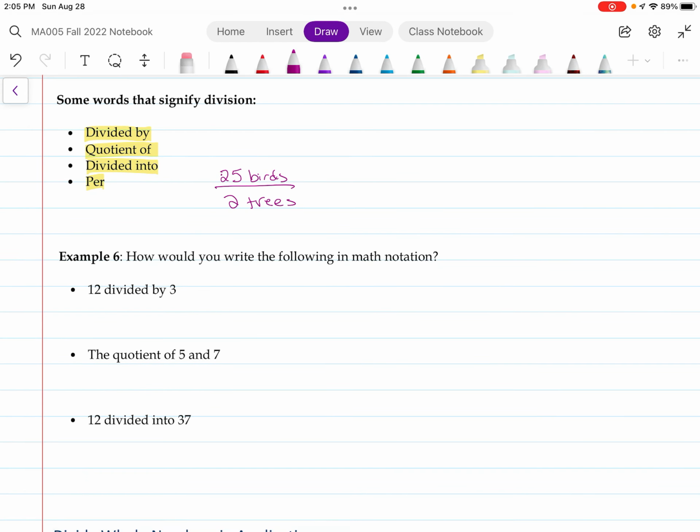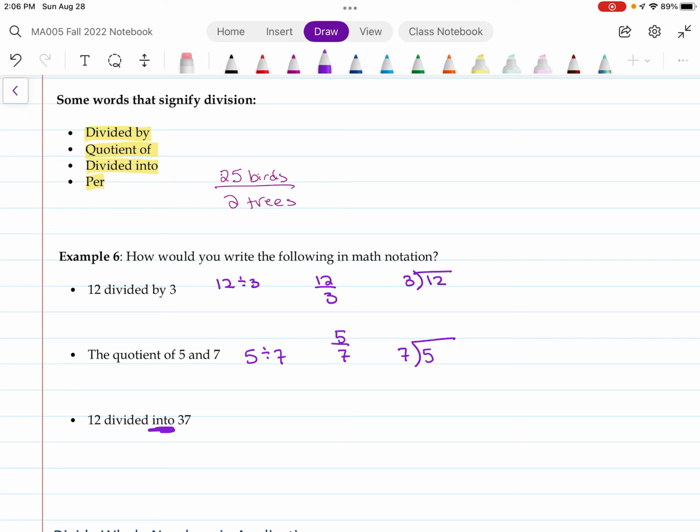All right, so how would you write the following in math notation here? So 12 divided by 3. You can write this as 12 divided by 3, or you can write it as 12 over 3, or you can write it as 3 into 12, like that. The quotient of 5 and 7. So that means 5 divided by 7. You have to do it in the right order. Or you can do 7 into 5, or 5 divided by 7, if you don't read left to right. 5 divided by 7.